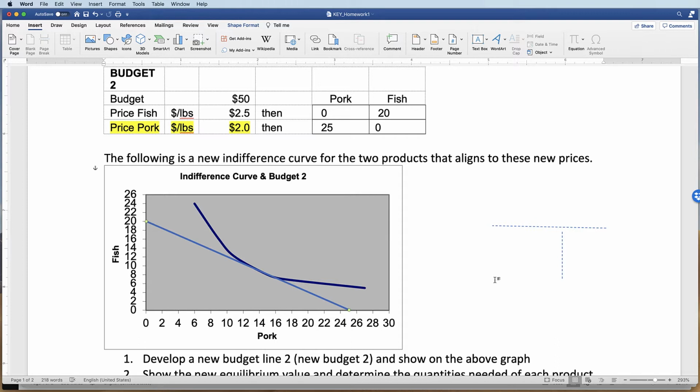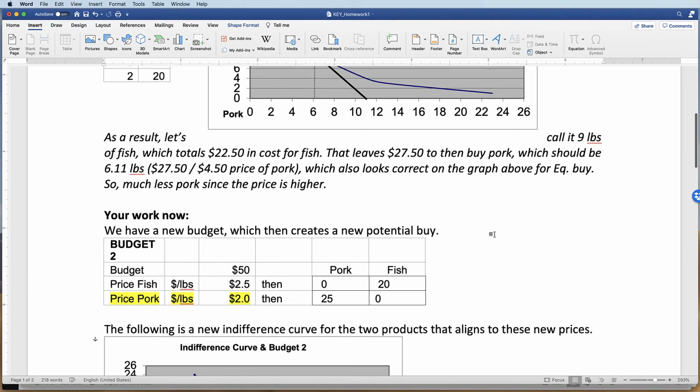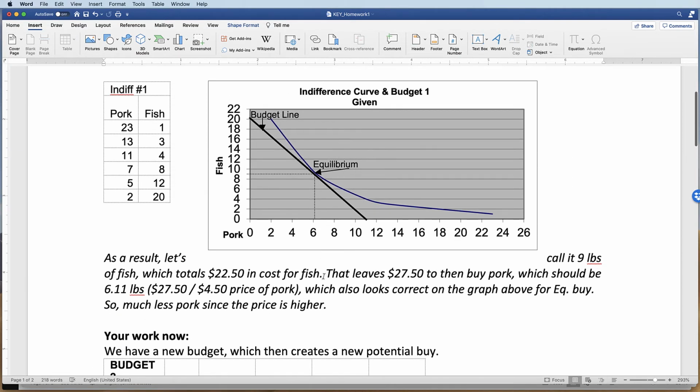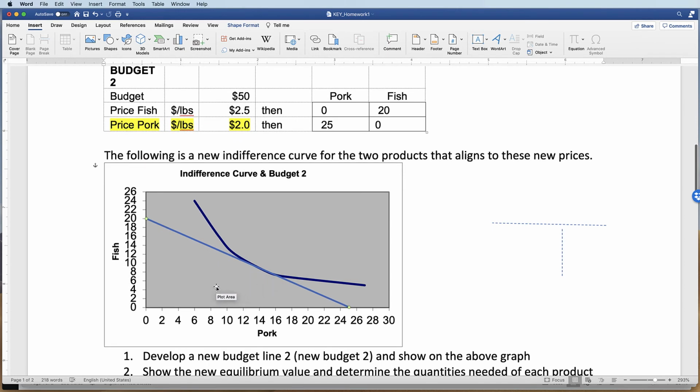All right, so now that is our new budget line, and I've got myself a new indifference curve pushed a lot further out than the other one. So that means we're buying more product, obviously. Now, there's a bunch of indifference curves, but I went ahead and drew them to help you. So what we're looking for is equilibrium. In fact, we're looking for where these line up.